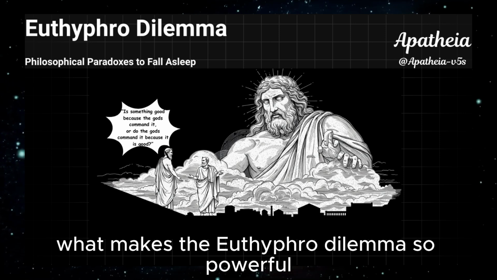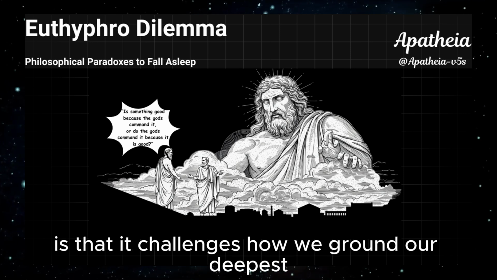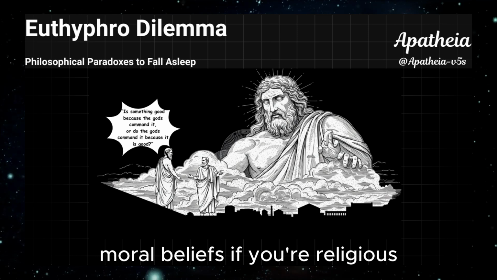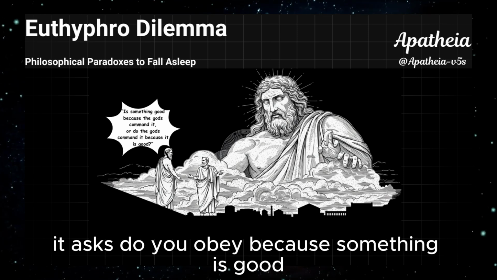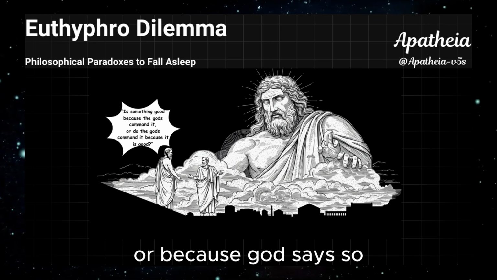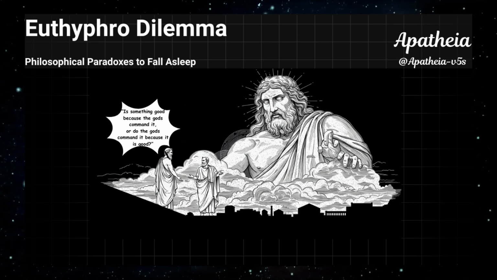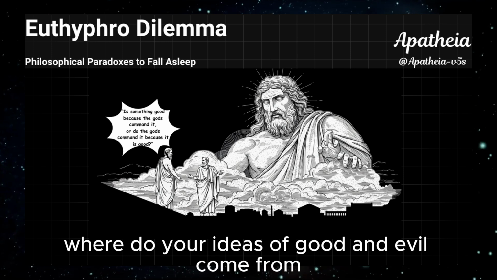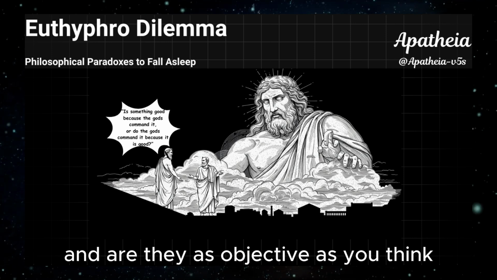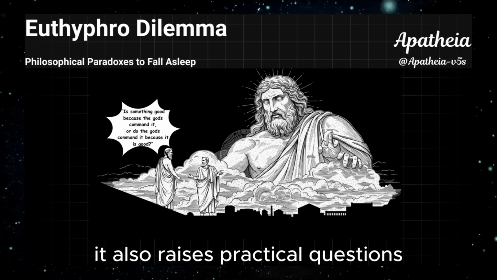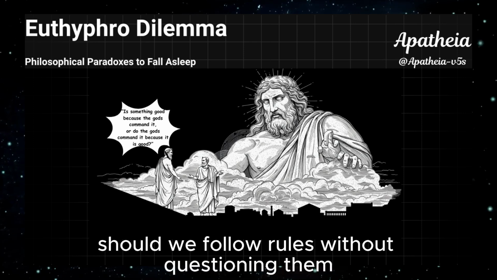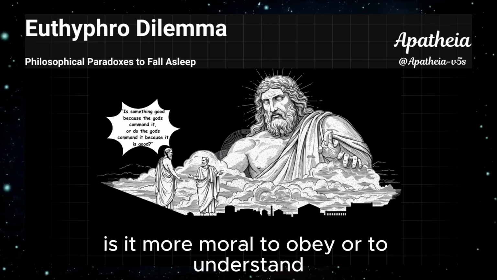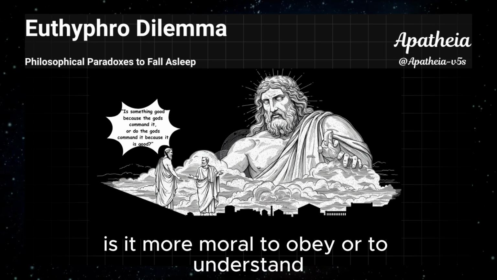What makes the Euthyphro Dilemma so powerful is that it challenges how we ground our deepest moral beliefs. If you're religious, it asks, do you obey because something is good or because God says so? If you're secular, it asks, where do your ideas of good and evil come from, and are they as objective as you think? It also raises practical questions. Should we follow rules without questioning them? Is it more moral to obey or to understand?